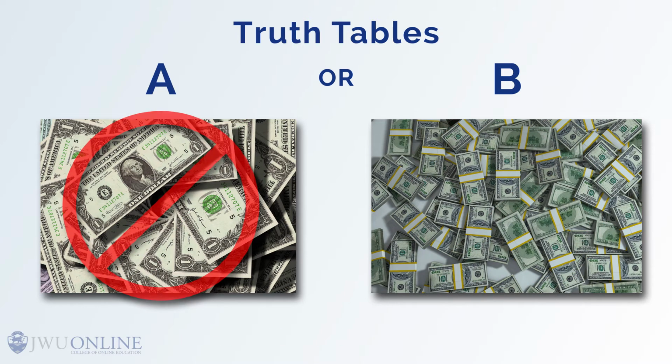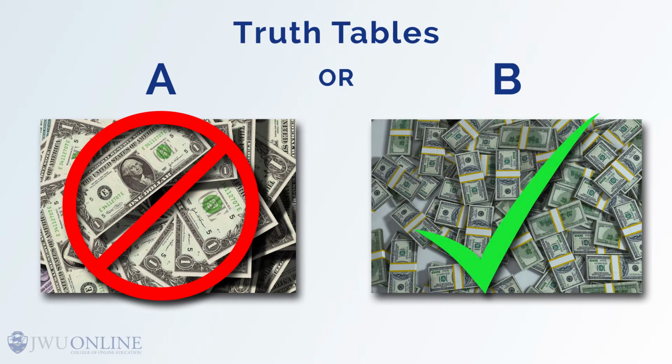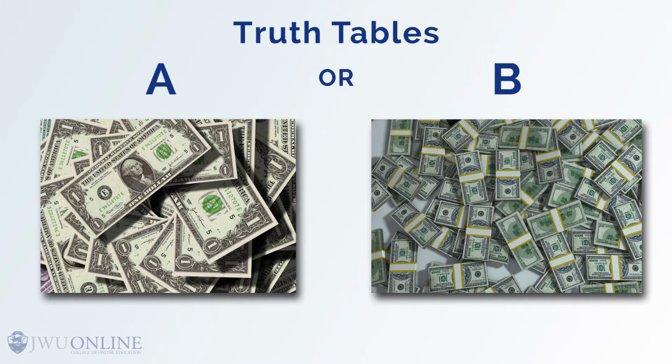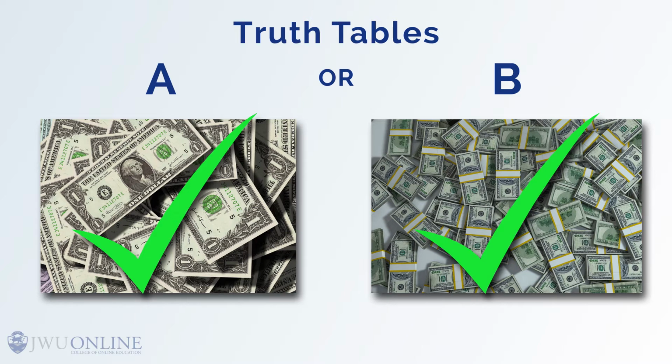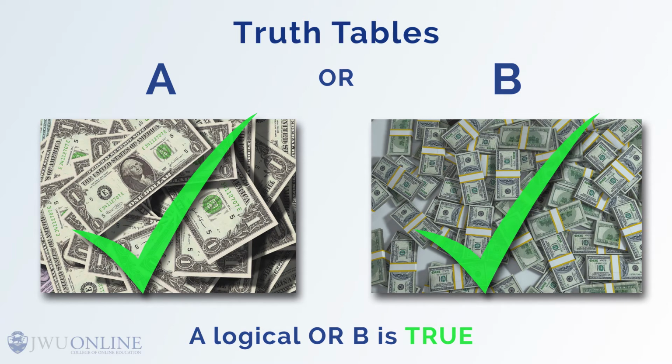If you have no money of your own, A is false, but you do have access to other money, B is true, then you can go to school, A, logical or B, is true. Finally, if you have some money, A is true, and you have access to other money, B is also true, then you can pay for school, A, logical or B, is true.